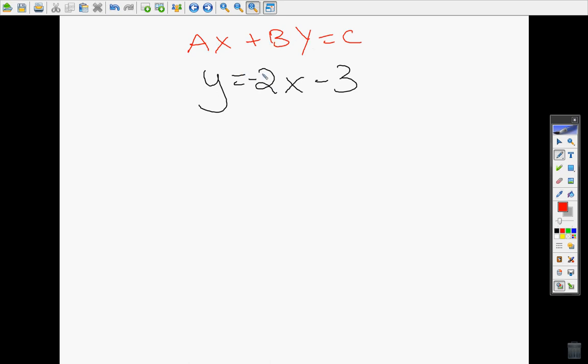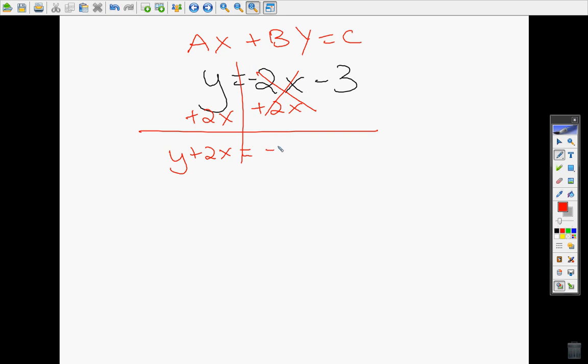So I need to move this positive 2x to the left. So I'm going to add 2x to both sides. So this gives me y plus 2x is equal to, this all cancels out, negative 3. But notice how my x is first, so I'm going to swap the order. So it gives me 2x plus y is equal to negative 3. Sorry for the yellow. I didn't mean to write my final answer in yellow. But now it's written ax plus by equals c.